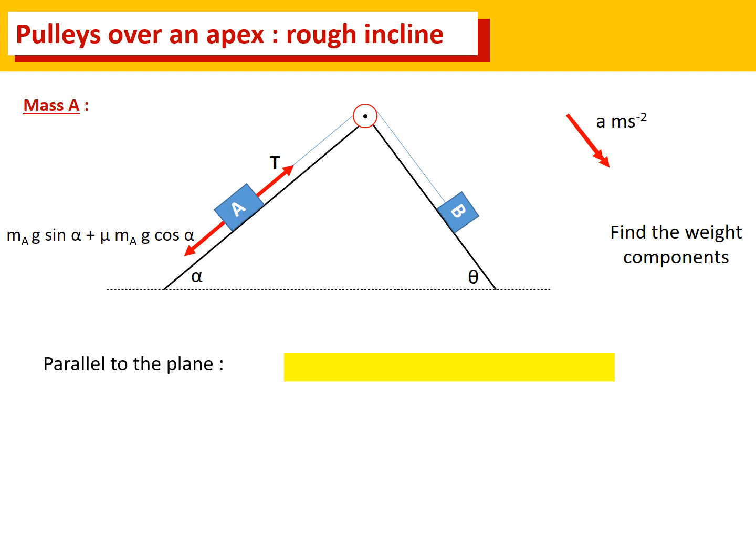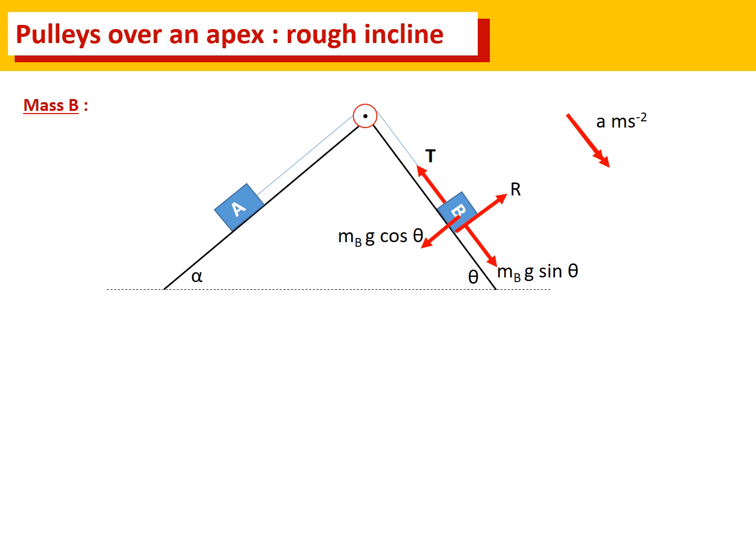Parallel to the plane, we have T minus the weight component minus friction equals mass times acceleration, and that's a heck of an equation. You're going to have to learn how to derive it. I wouldn't suggest you try and remember it.